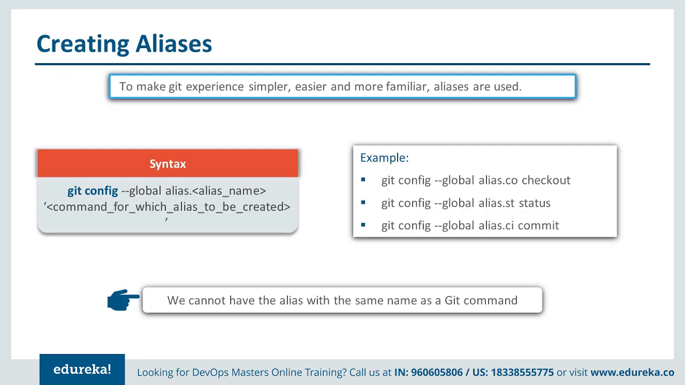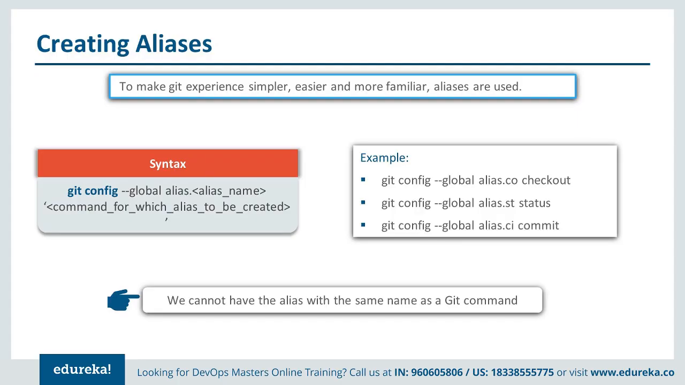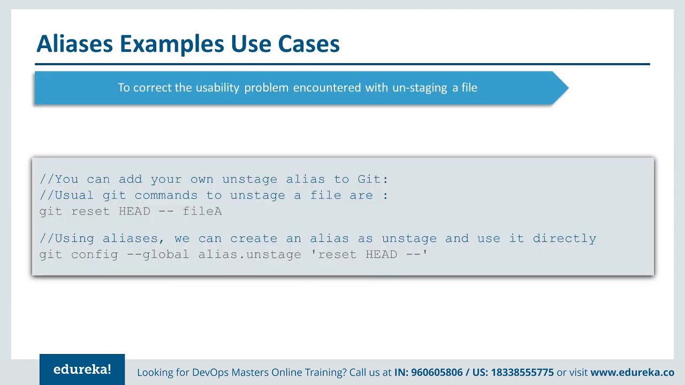So we have created a local alias. We can also create a global alias with dash dash global and the alias name. For example, for checkout, I can create co. For status, I can create st. For commit, I can create ci. An important point is that we cannot have an alias with the same name as a git command. For example, if I try to create commit, it does not make sense, because commit is already there, so the alias has no use as such. Now this is the alias use case that we have.